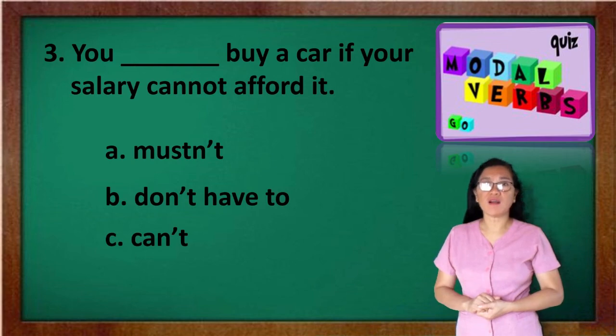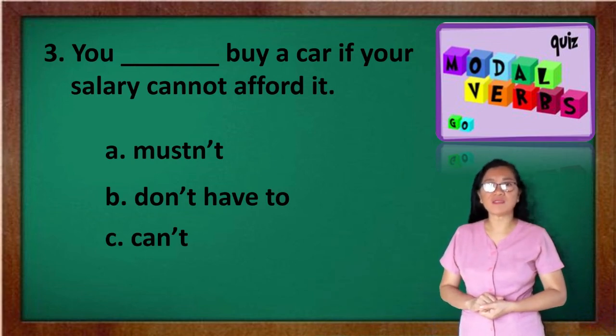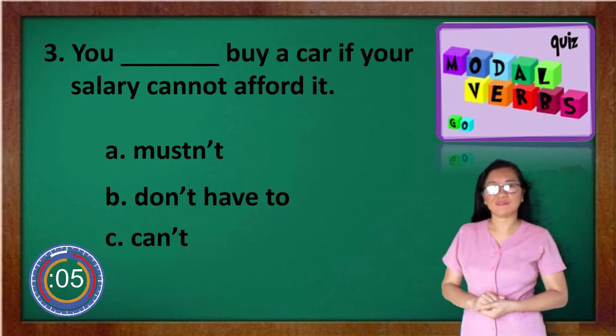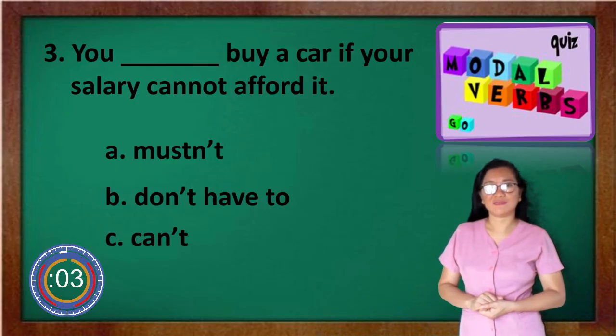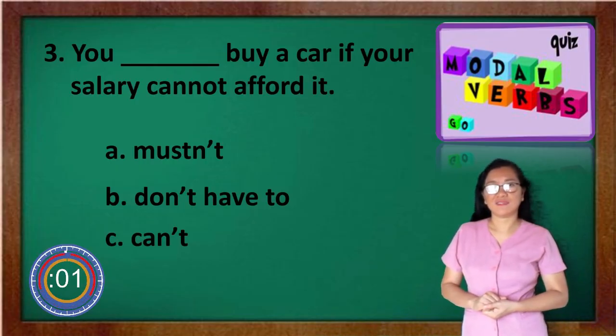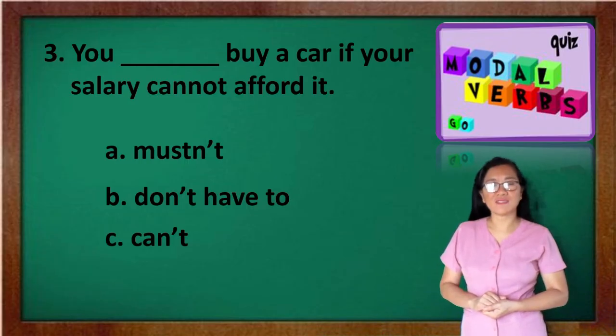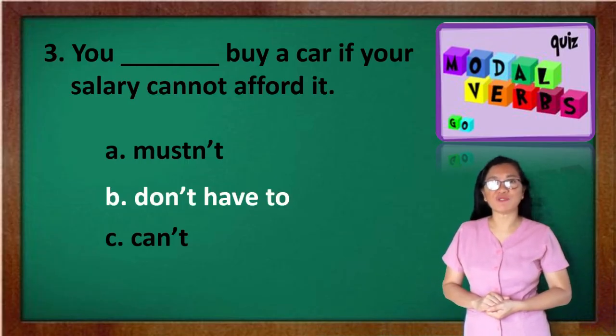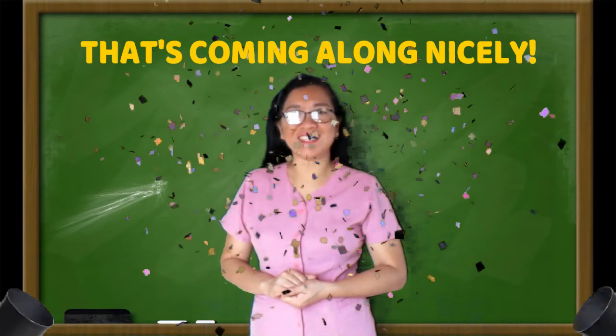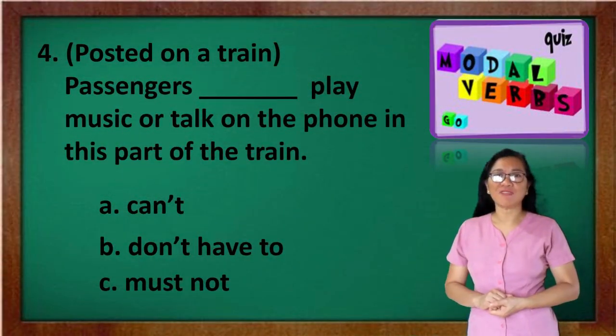You blank buy a car if your salary cannot afford it. A. Mustn't. B. Don't have to. C. Can't. The correct answer is B. Don't have to. That's coming along nicely. Let's have the next item.